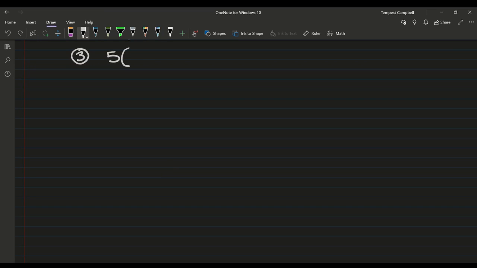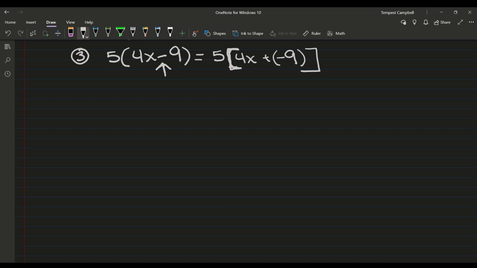We have 5 times the quantity 4x minus 9. So in this try problem, I really wanted you to watch out for this negative sign we have. I always suggest rewriting this, or at least thinking about it, like 5 times the quantity 4x plus a negative 9. Okay? So instead of parentheses, we'll have brackets, but that's okay. The idea is that we need to be careful about this negative sign, or the subtraction sign.